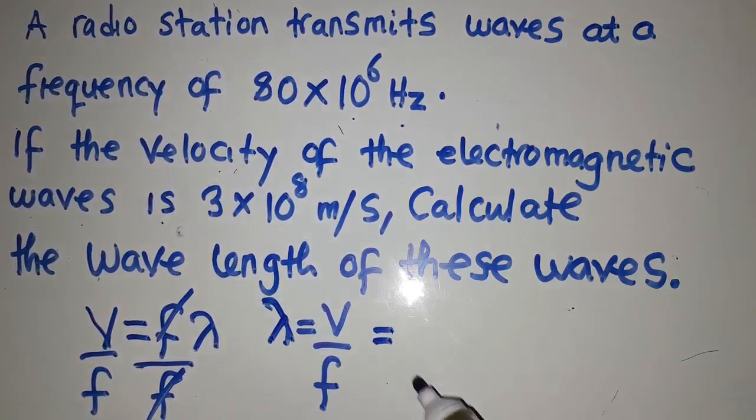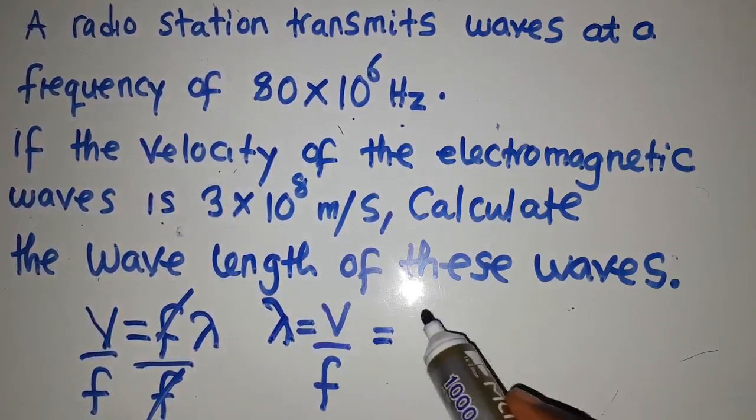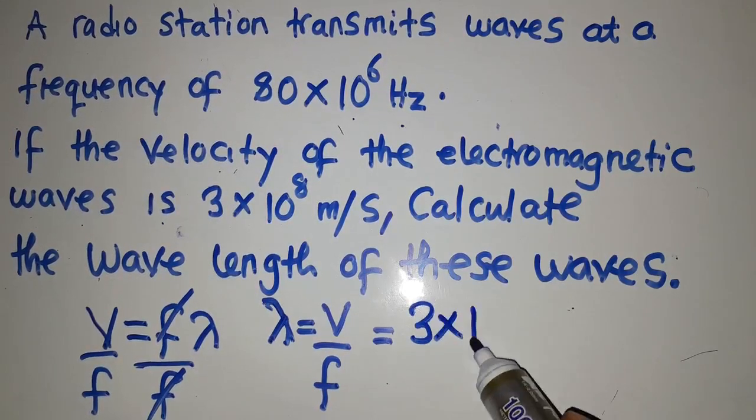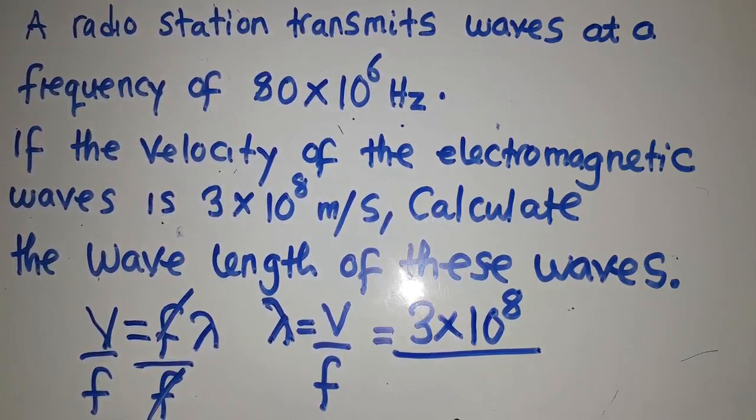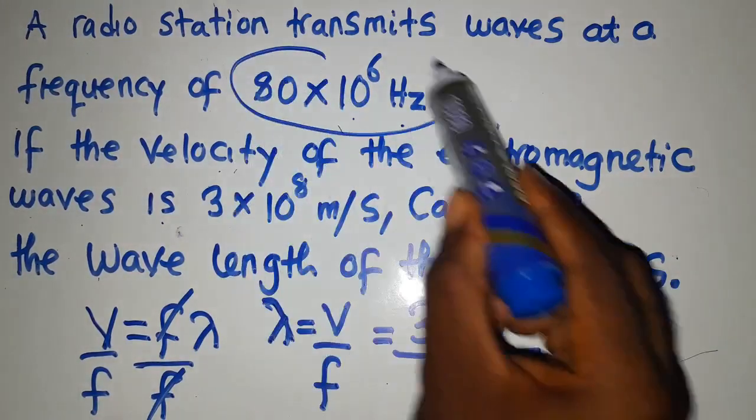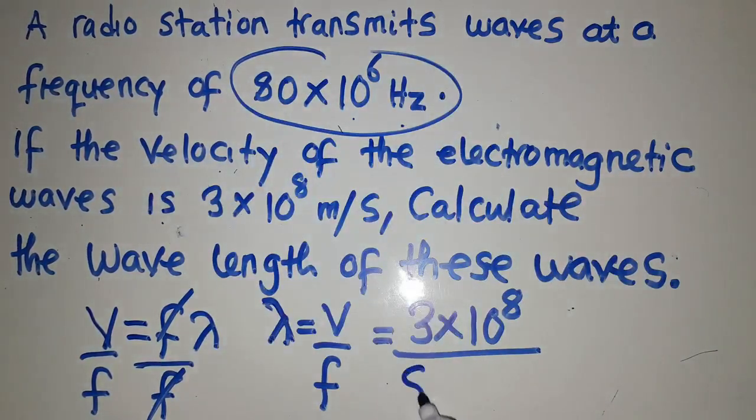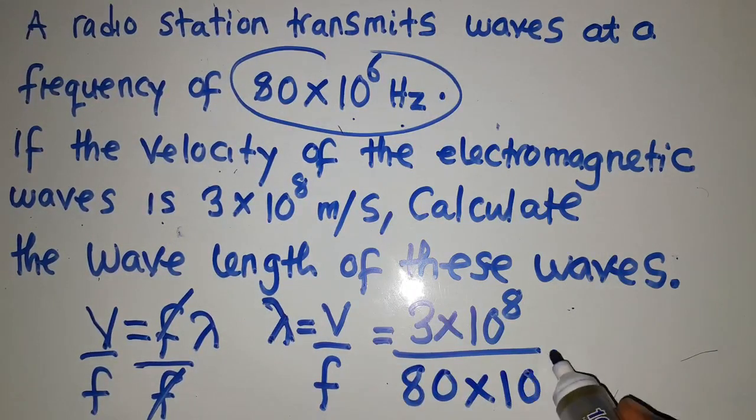So this is now equal to, what is your velocity? 3 times 10 to the power 8 over, what is now the frequency? This is the velocity. The frequency, we are given. So it is 80 times 10 to the power 6, like that.